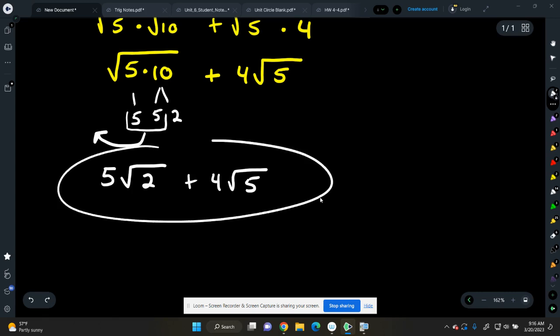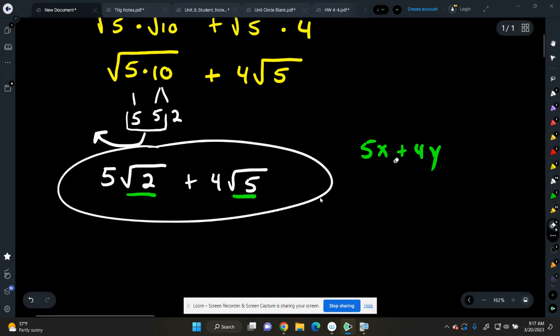Why can't we add them? Really good question. We haven't talked about adding and subtracting yet; we're going to do that later. But basically, you can't add them if these are different roots. It's kind of like 5x plus 4y. You can't add those together because they're not like terms. They have to be like terms in order to add them.